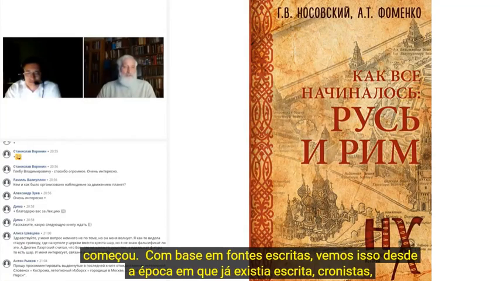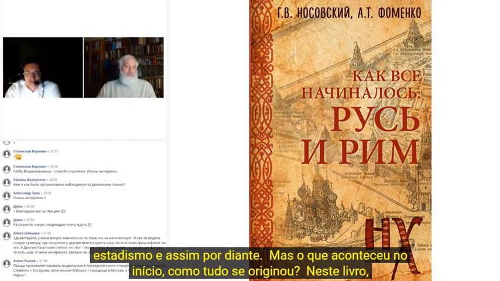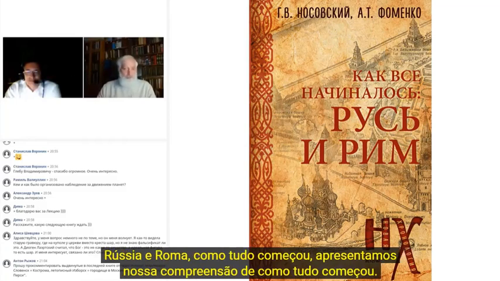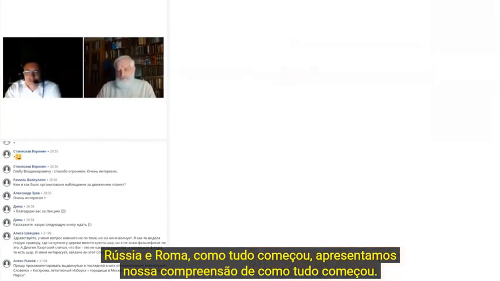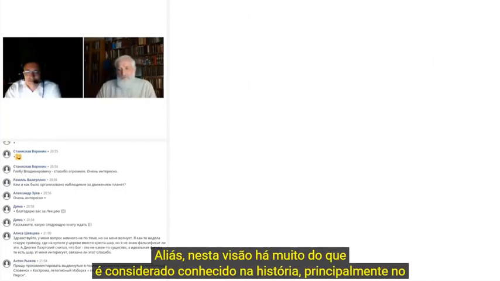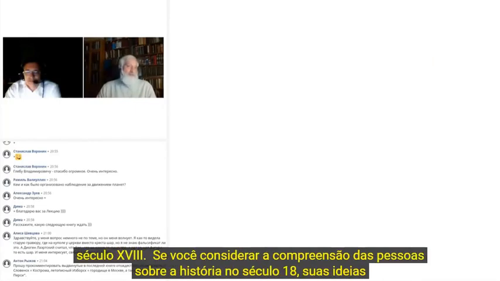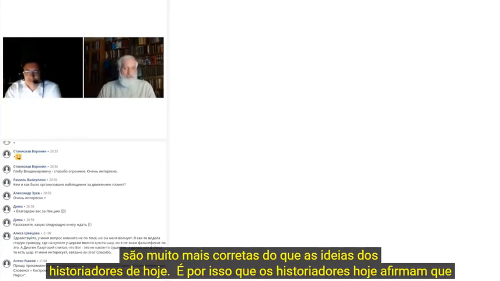Based on written sources, we see it from the time when it already had writing, chroniclers, statehood, and so on. But what was in the beginning, how it all originated? In this book, Russia and Rome, How It All Began, we present our understanding of how it all started. By the way, in this vision, there is a lot of what is considered known in history, especially in the 18th century. If you take people's understanding of history in the 18th century, their ideas are much more correct than the ideas of today's historians.